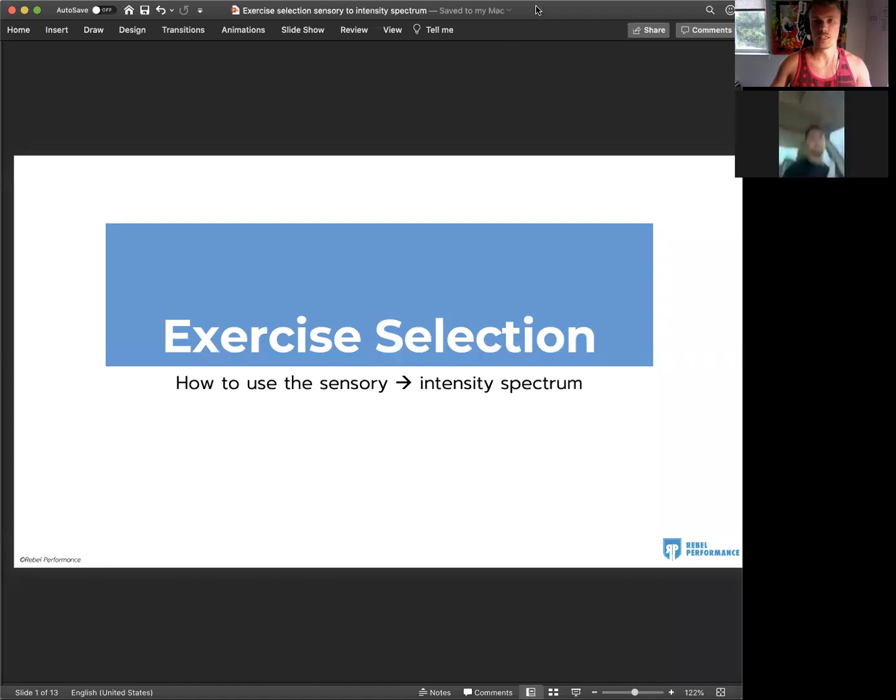We are talking some exercise selection things today. A very broad, encompassing topic. So we are going to take a snapshot and zoom in on just one aspect of exercise selection that can help make this easier for coaches and athletes trying to choose the right movement at the right time. Again, a lot going on underneath the exercise selection umbrella, but the sensory to intensity spectrum is just one part of the decision-making framework that can help tie some of this together for people.